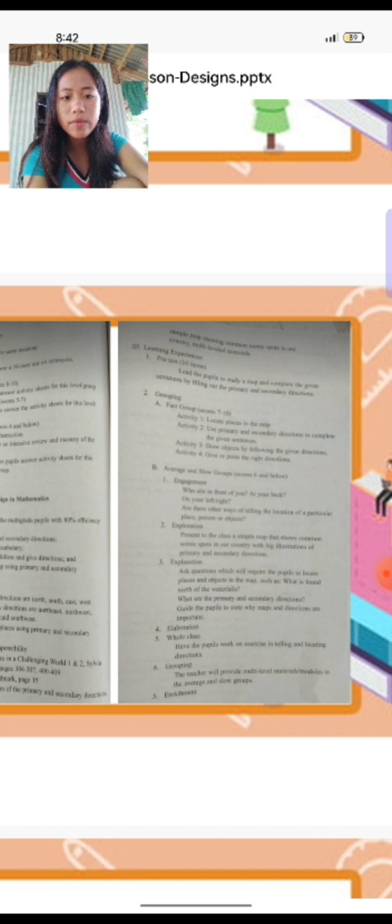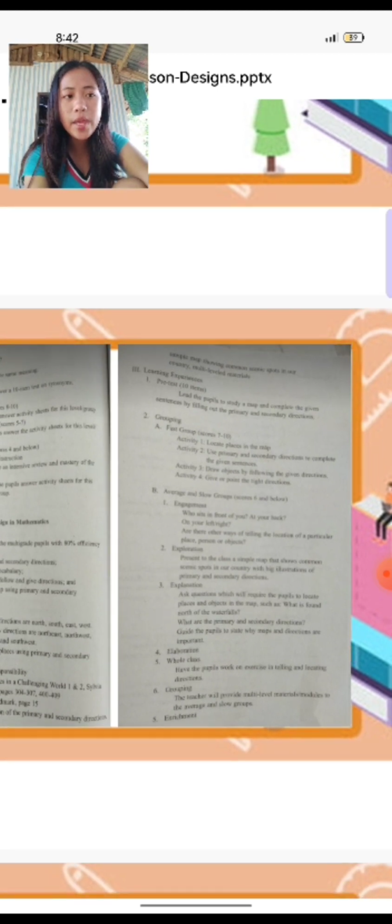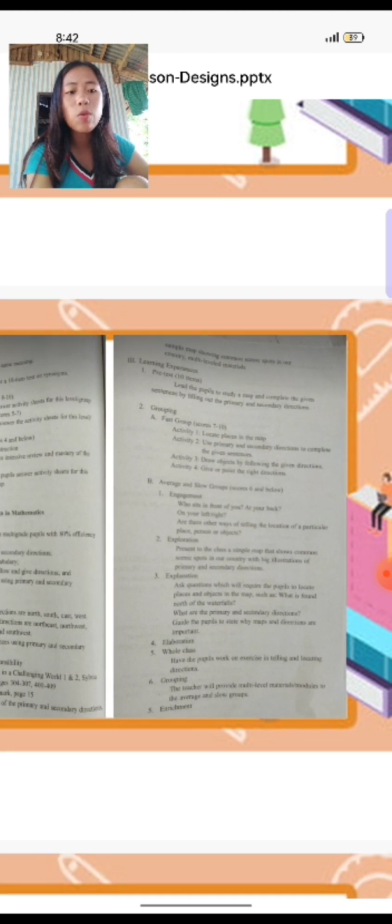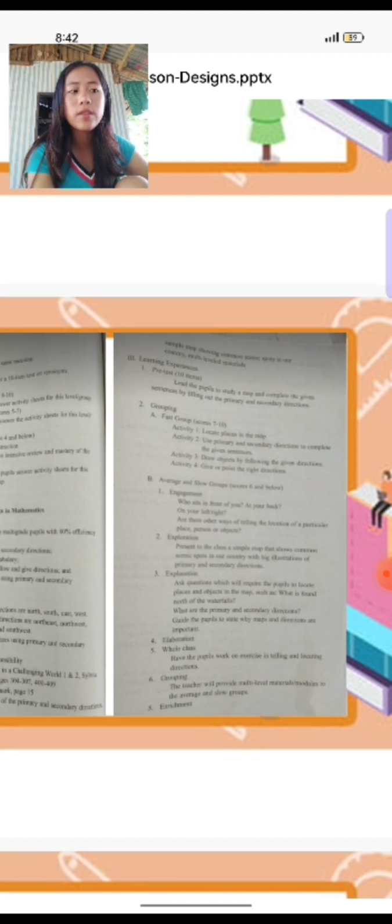So in letter B, the average and slow group. So the example of their activity is who sits in the front of you, at your back, on your left or right. So are there other ways of telling the location of a particular place, person, or object?